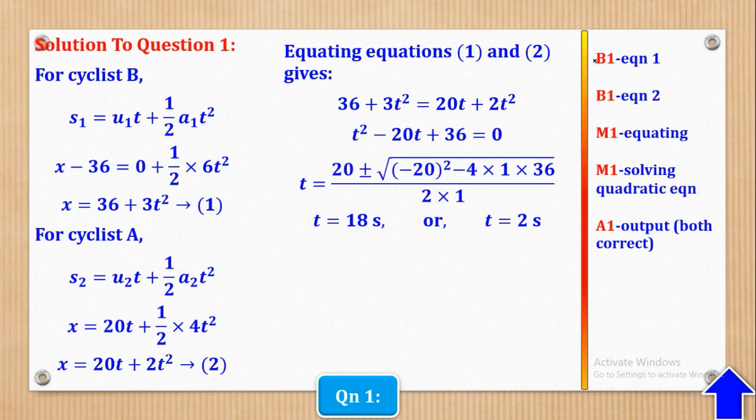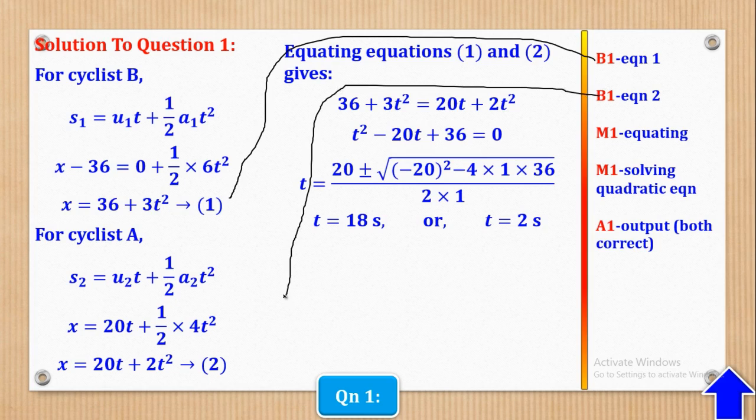So this B1 will be for equation 1, and another B1 will be for equation 2. So that's 2 marks so far. Now M1 will be for equating the two equations, and another M1 is for solving the quadratic using either factorization or the bulldozer method, and A1 will be for the output when both are correct. So t equal to 2 and t equal to 18 has to be seen for you to get this A1. So basically that's how the 5 marks could be got.